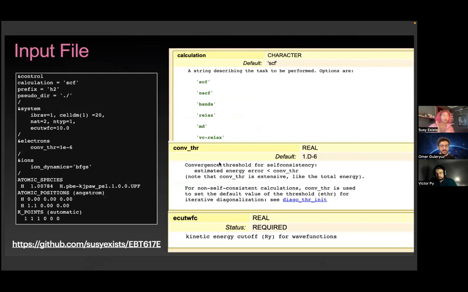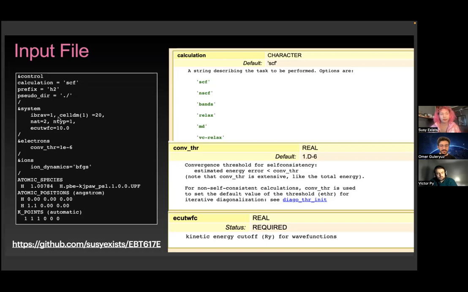And if you want to see an example file for a basic system, I choose hydrogen as an example. I choose the hydrogen molecule. In this case, we're going to make a self-consistent field calculation for the hydrogen.